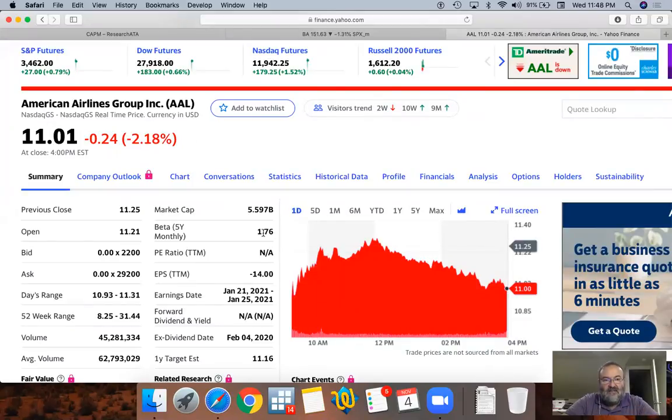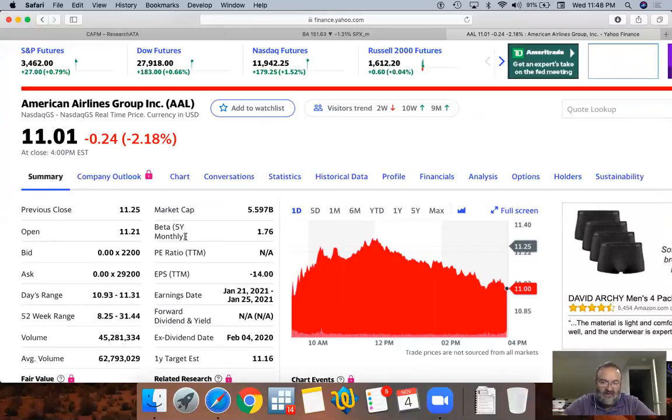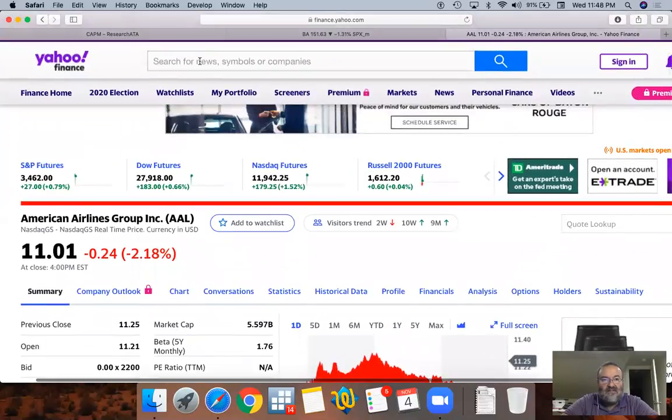And this is actually 5-year monthly. So this is not like the coronavirus period. This is a longer period beta. But anyhow, when the market goes down by 1%, you would expect American Airlines to go down 1.76%. So American Airlines has a significantly higher market risk than Boeing and Apple.